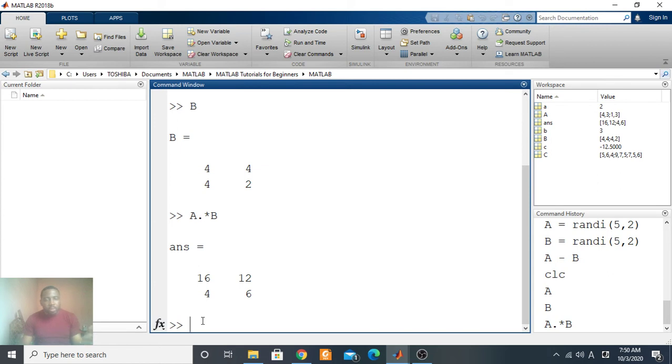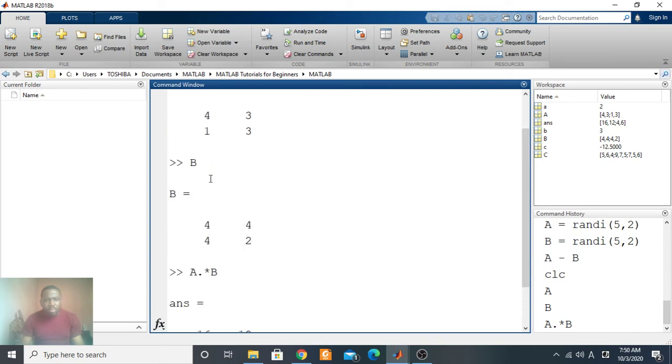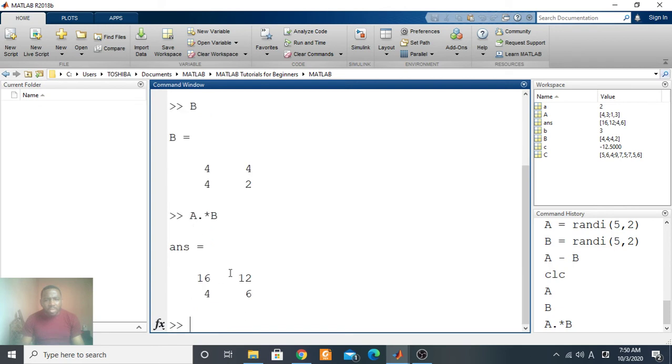So let's see. For A and B now, I would like to do division. Let's first of all check our answer for multiplication. This is 4 times 4 to give us 16, as you can see.